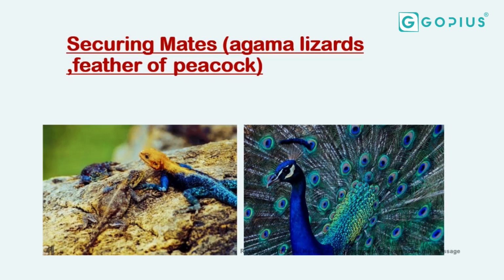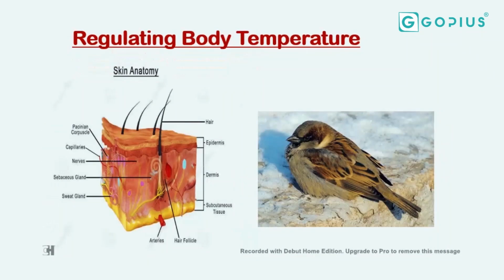Now we're looking at the next one, which is the peacock. The peacock has beautiful feathers, especially the male. It has beautiful colors on his body parts and feathers. These beautiful colors on the feathers attract the females. That is what the females love. So with that, the male can have his sexual rampage with any female because of the colors. So that's that for securing of mates. Now, regulating body temperature.